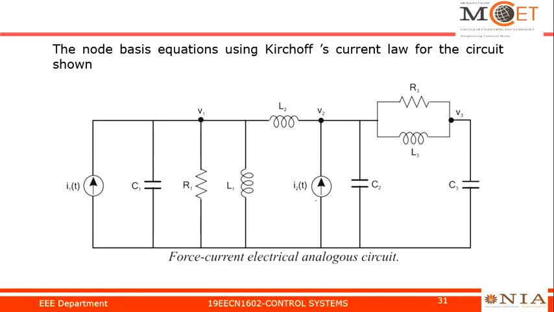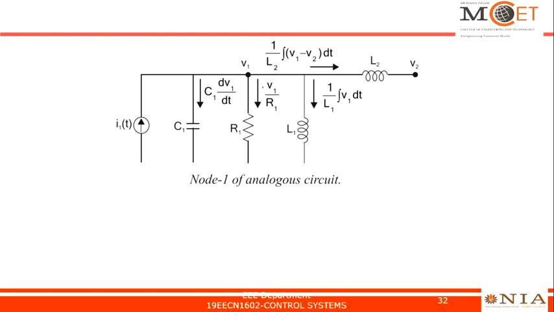And for V2, second node, I2 of t is there. And C2, that M2 becomes C2. And common to V2 and V3, node 2 and node 3, two elements R3 and L3. And in node 3 I have mass 3, that is C3. So now you can write the node equation at V1 and V2 and V3.